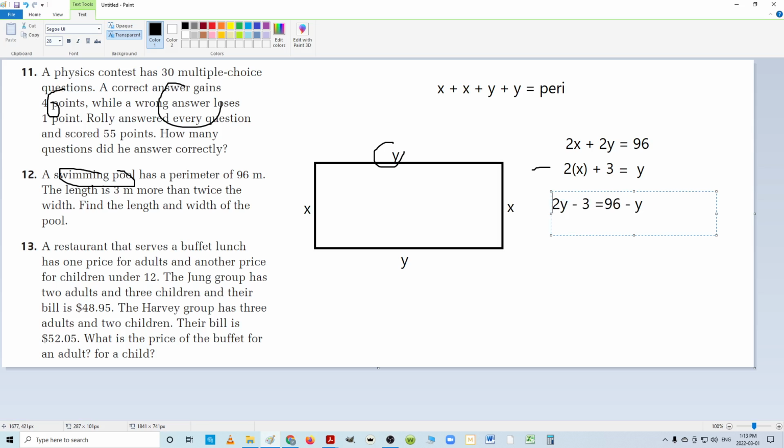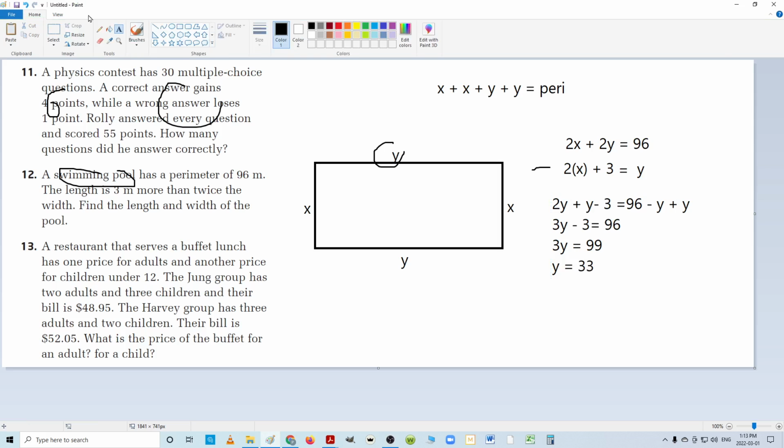So I'm going to get all my y's to the same side. I'm going to add a y to each side. So I get 3y minus 3 is equal to 96. And I'm going to get that 3 to the other side by adding 3 to both sides. And then I'm going to divide by 3. 33 says my y. And I should be able to figure out my x from that.